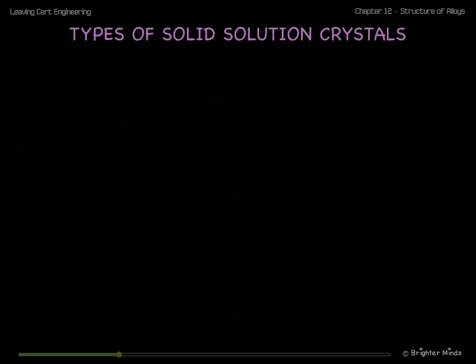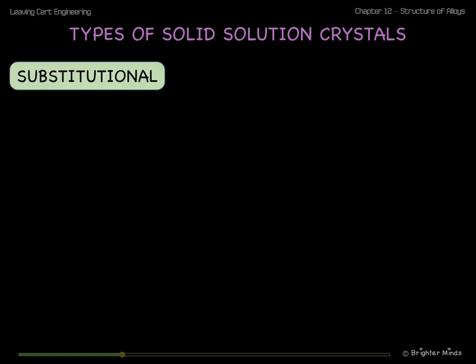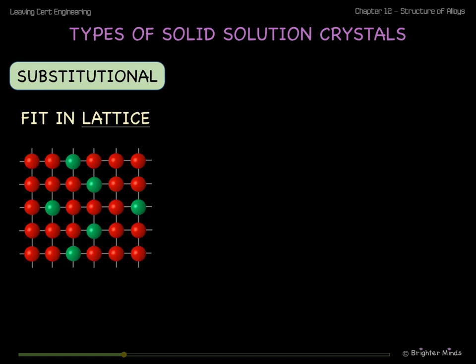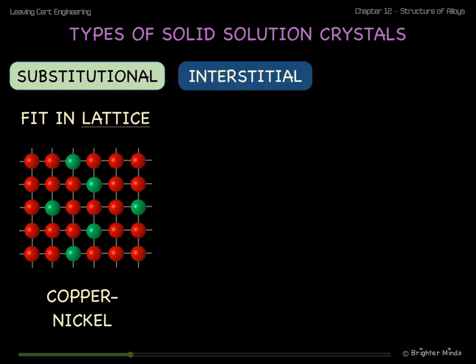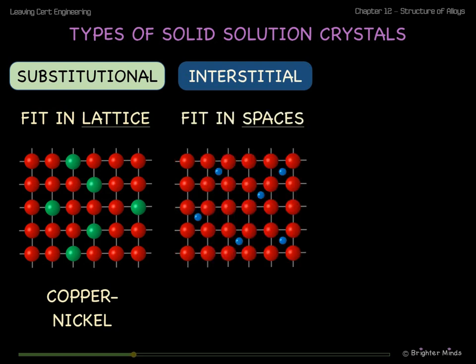There are three ways that a solid solution crystal can be formed. In a substitutional solid solution, atoms from the alloying element take the place of metal atoms in the same crystal lattice. Copper-nickel is a substitutional solid solution alloy. In an interstitial solid solution, atoms from the alloying element fit in the spaces between the metal atoms in the lattice. Ferrite is an interstitial solid solution alloy. Small amounts of the small carbon atoms can fit in the spaces between the larger iron atoms.